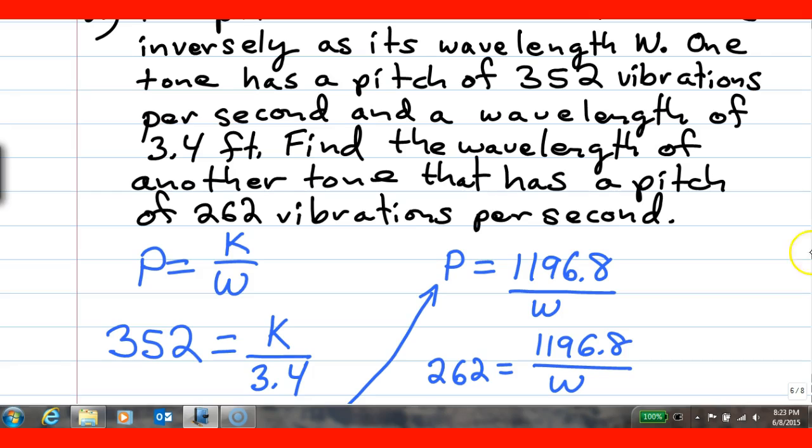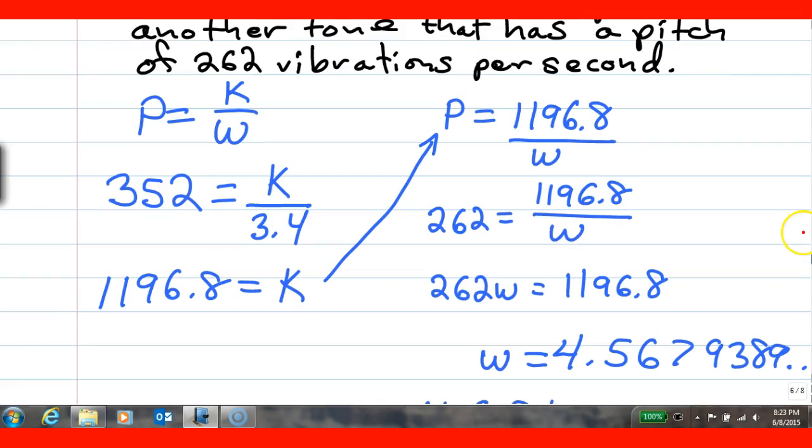So I know that this tone has a pitch of 352. So I have my pitch equals, and this time I'm setting up a situation where it's inverse, so I'm going to have the K over the W, which is the wavelength. So I have 352 equals K over 3.4. This time the 3.4 is dividing, so to get it to the other side I'm going to multiply both sides by 3.4, which is going to give me 1196.8 equals K.